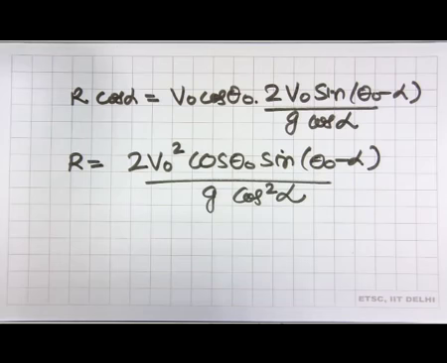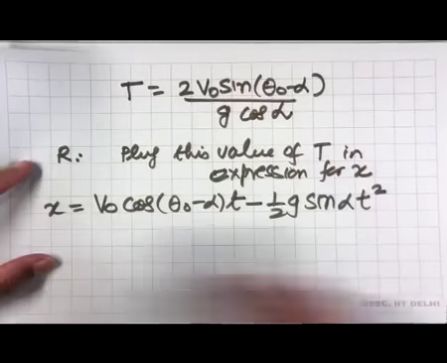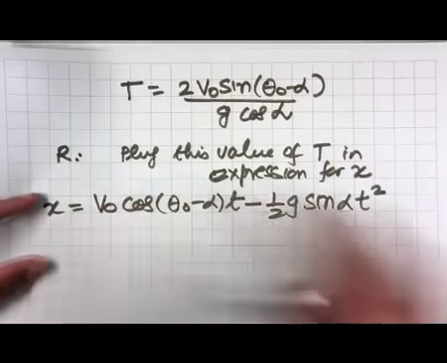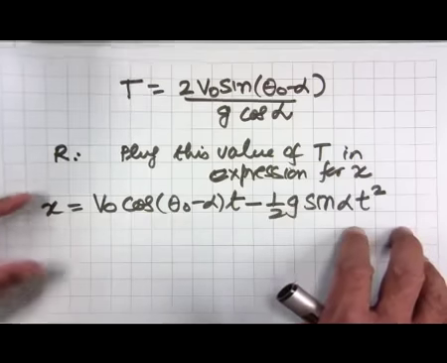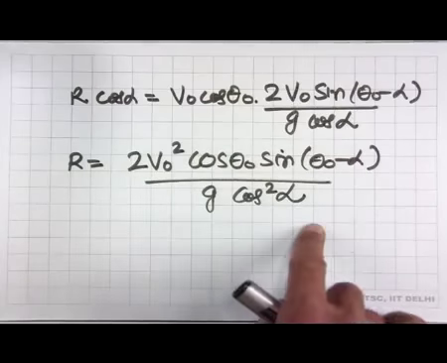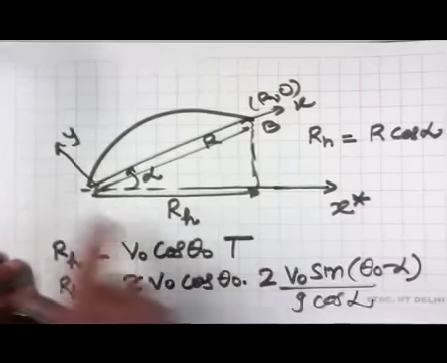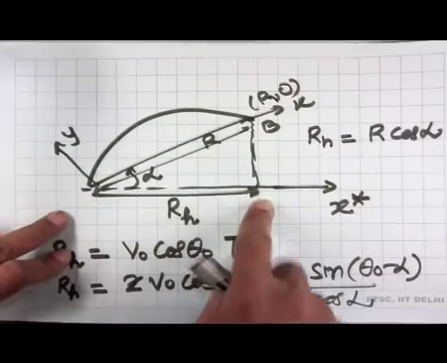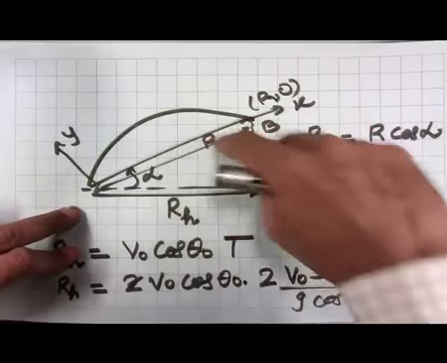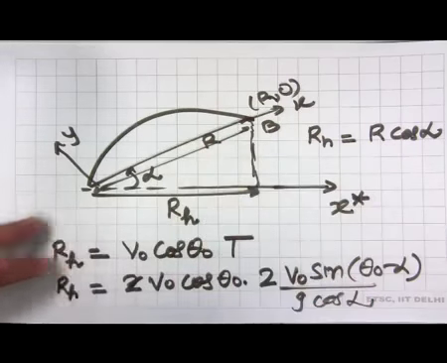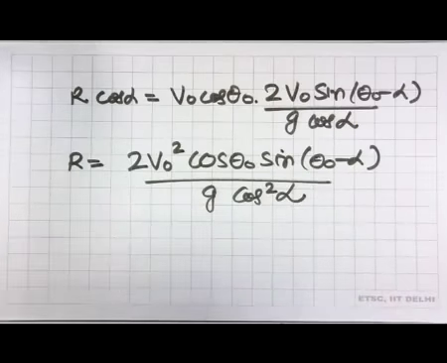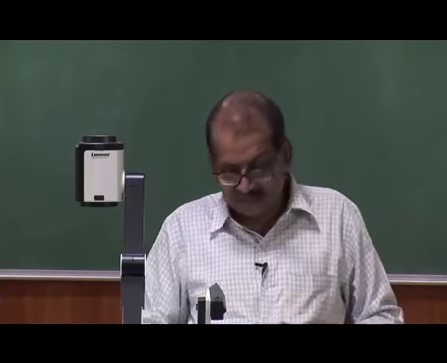I would have got the same expression if I had plugged the value of t into the expression for x and then used trigonometry to simplify. But here I used the horizontal component of range and its relation with R using trigonometry. I got the same relation, possibly in slightly less time.